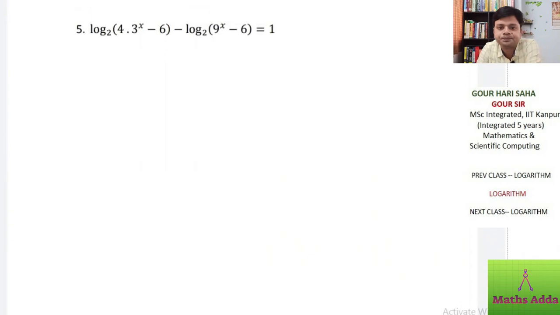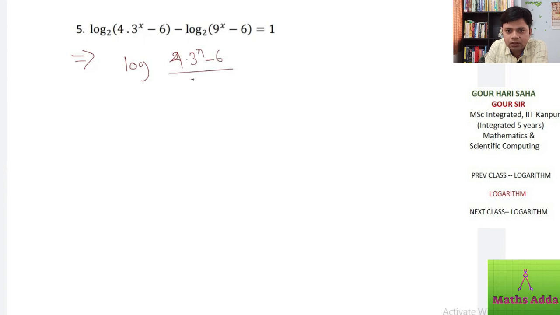Question number 5. The base 2 looks easy, so let's move ahead. This is log m base a minus log n base a. It can be log of 4 into 3 to the power x minus 6 by 9 to the power x minus 6 is equal to log of 2 base 2. If you remove log, I wrote 1 as log of 2 base 2, so that if the base is the same, you can cancel this, right?